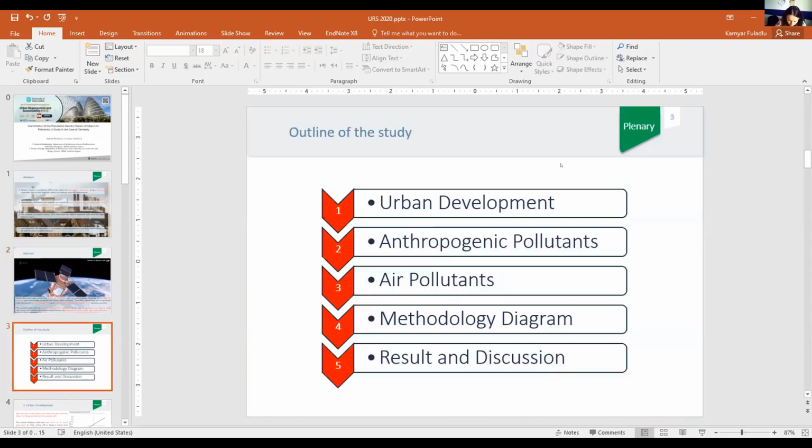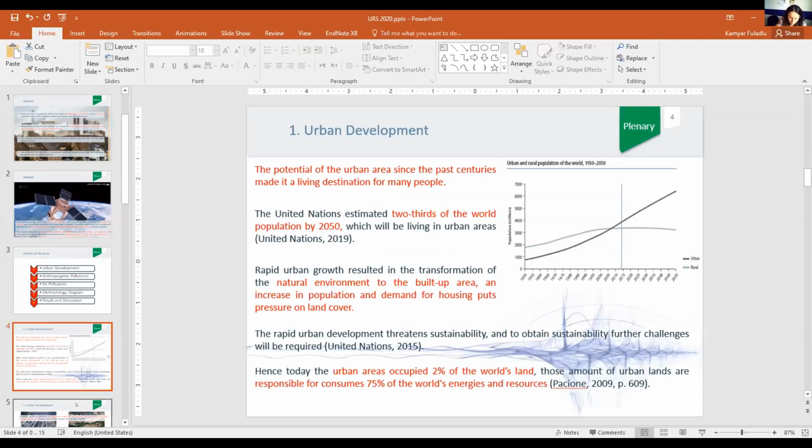So if I want to summarize the study, we can set that as an outline of the study. We are talking about urban development, and we are talking about anthropogenic pollutants, especially air pollutants. I will show my methodology diagram and then try to talk about the results and discussion. So as we said, the potential of the urban area, especially since the past century, made it a destination for many people willing to live in the urban area.